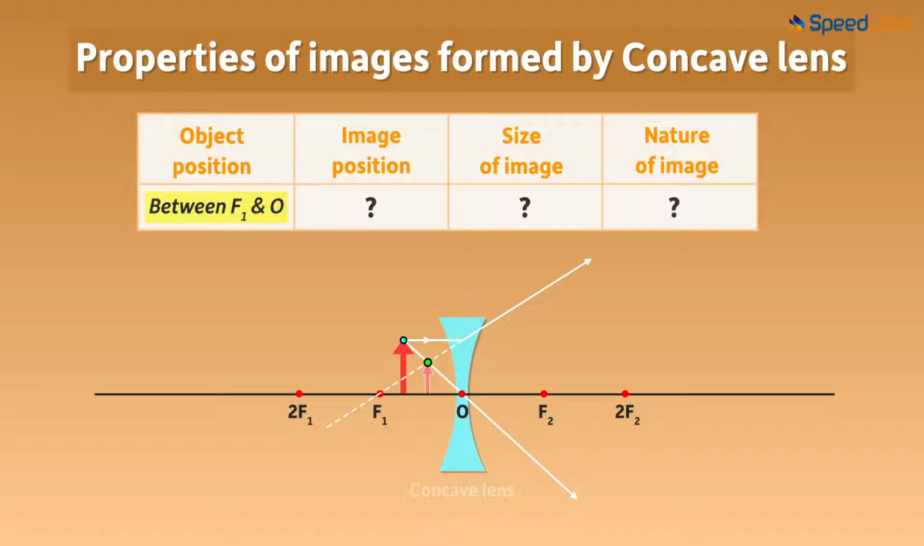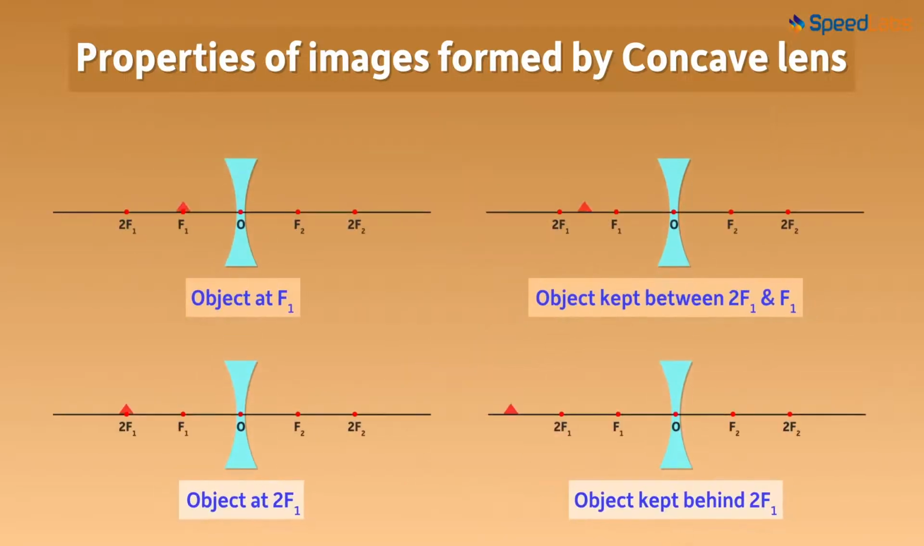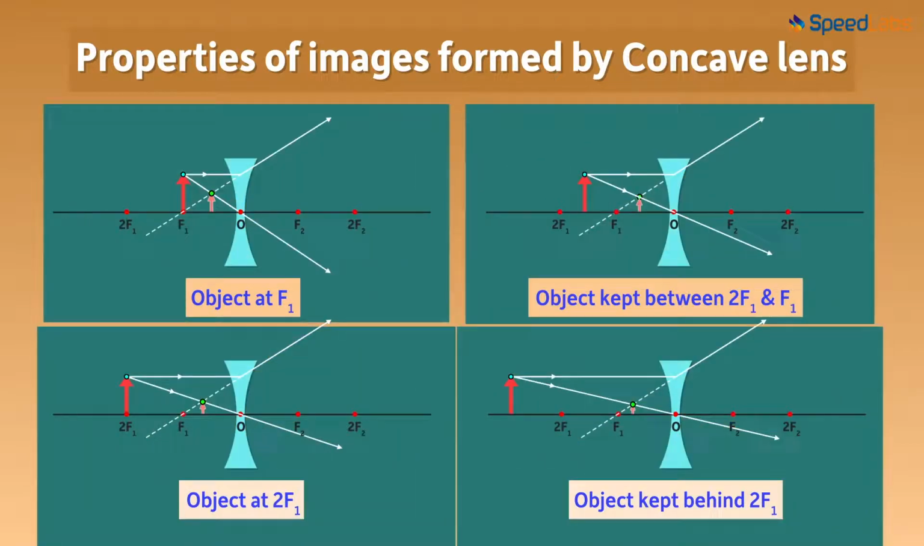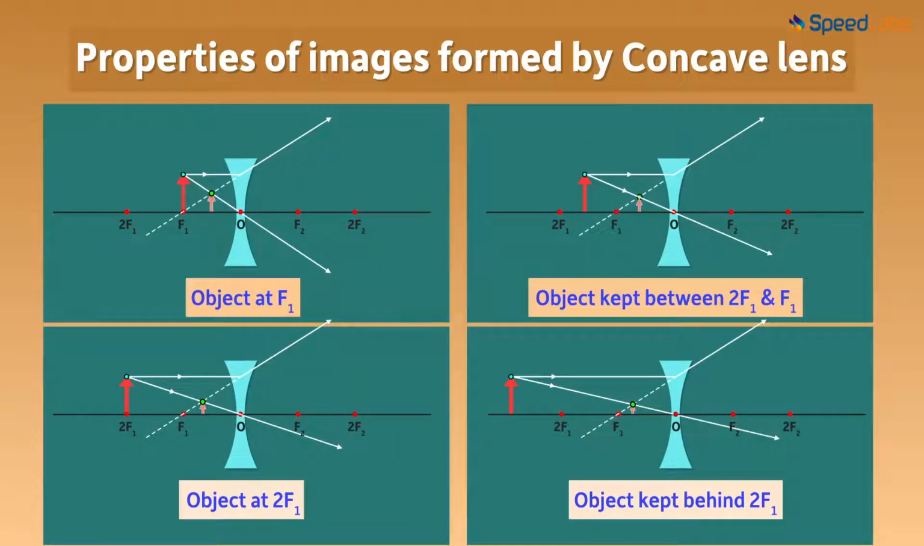What are the properties that you can identify by just looking at the image? Well, first, it's smaller in size relative to the object. It is formed between F1 and O. It is a virtual and erect image. So this was the case when the position of the object was between F1 and O. Similarly, these will be the ray diagrams that we will get for other few positions of an object. These are all different ray diagrams formed by keeping the object at different positions.